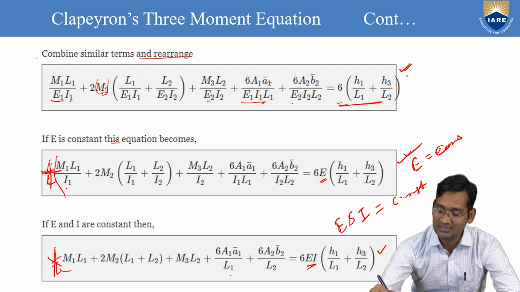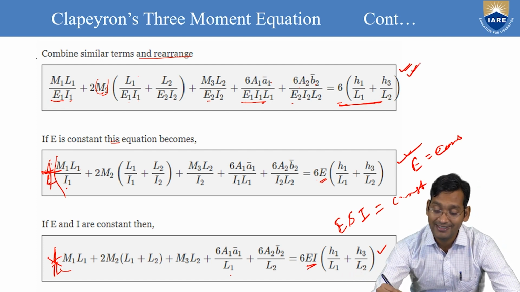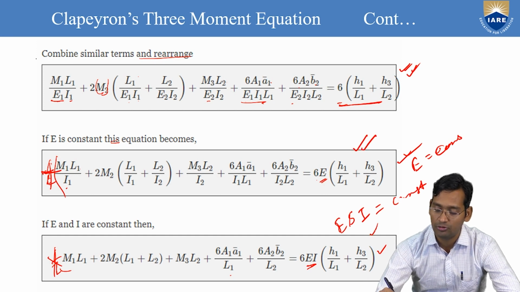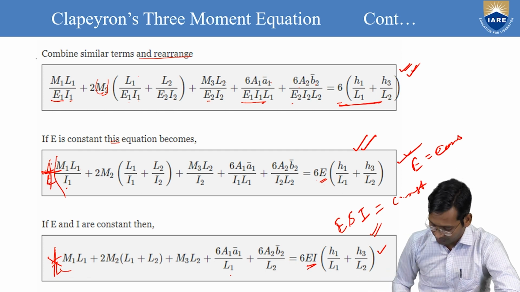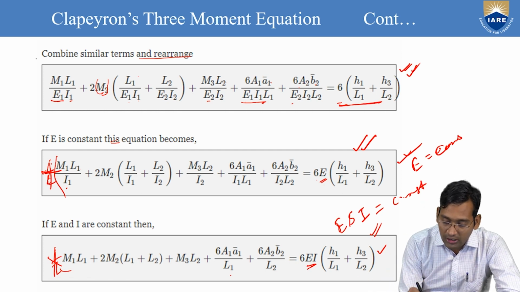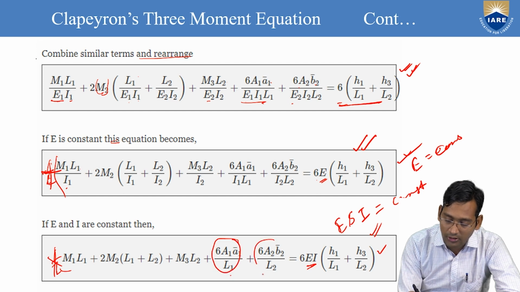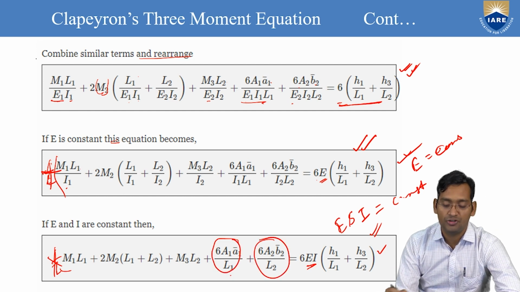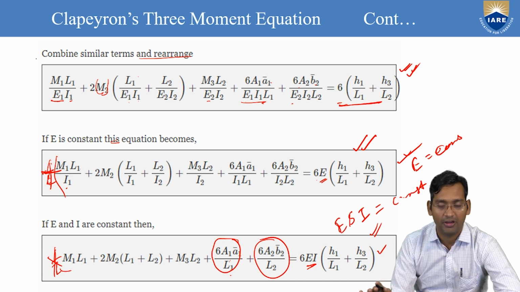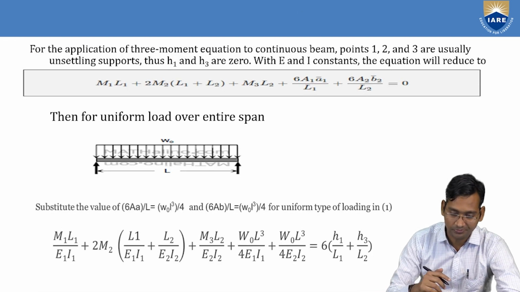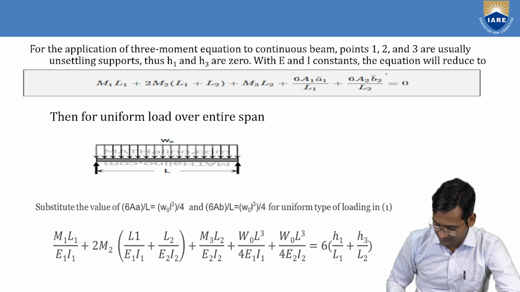So now let's see, this is the general formula. If E is constant, then the same formula reduces to this one, and if E and I both are constant, then the formula becomes this one. Okay, now here we have to replace this value. Just substitute a value according to the table and we will get the final answer. So just see here. Now, this is next.